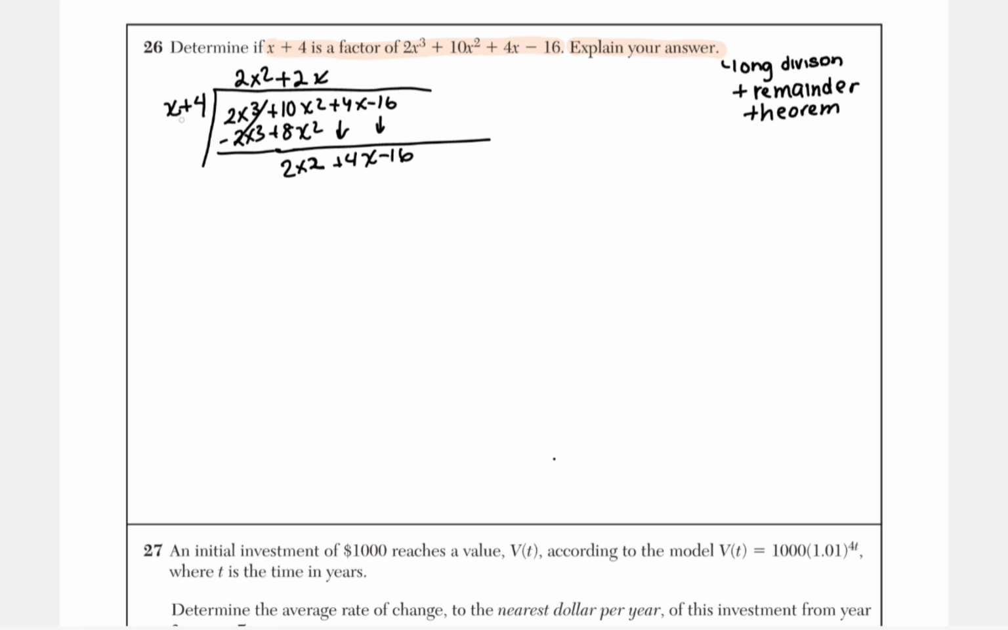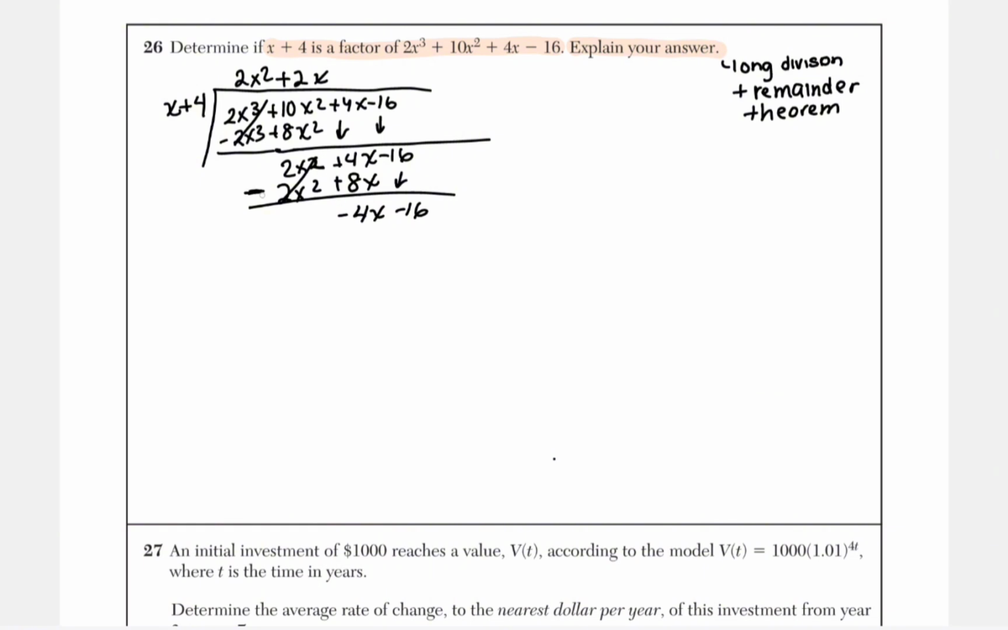So 2x times x would be 2x squared, and then 2x times 4 would be 8x. So these will cancel out. 4x minus 8x is going to be negative 4x. We bring down the negative 16. Careful of your signs, because a lot of people are going to make the mistake and just leave it at 12x. It's not 12x, it's negative 4x, because 4x minus 8x is negative 4x.